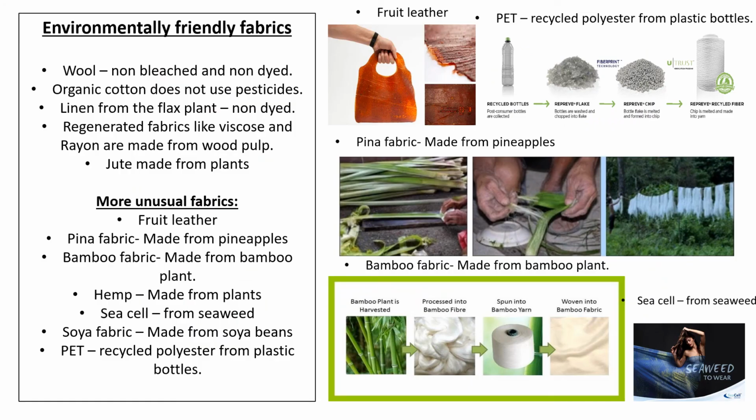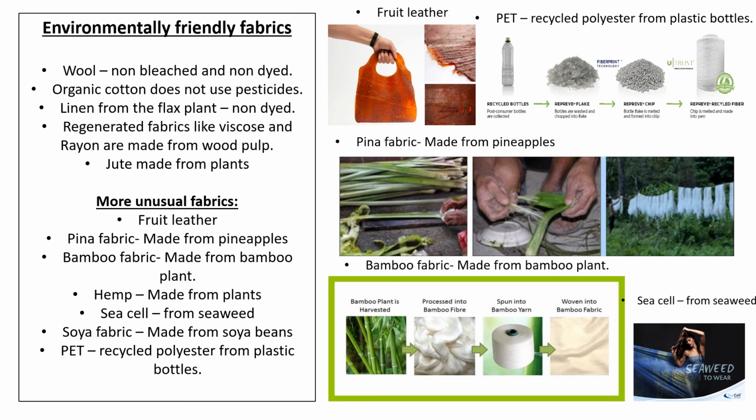Here are some examples of environmentally friendly fabrics. Wool, organic cotton, linen, regenerated fabrics and jutes all come from natural resources. This means they are better for the environment, but does not mean that they are the best. Organic materials are better because they do not use pesticides.